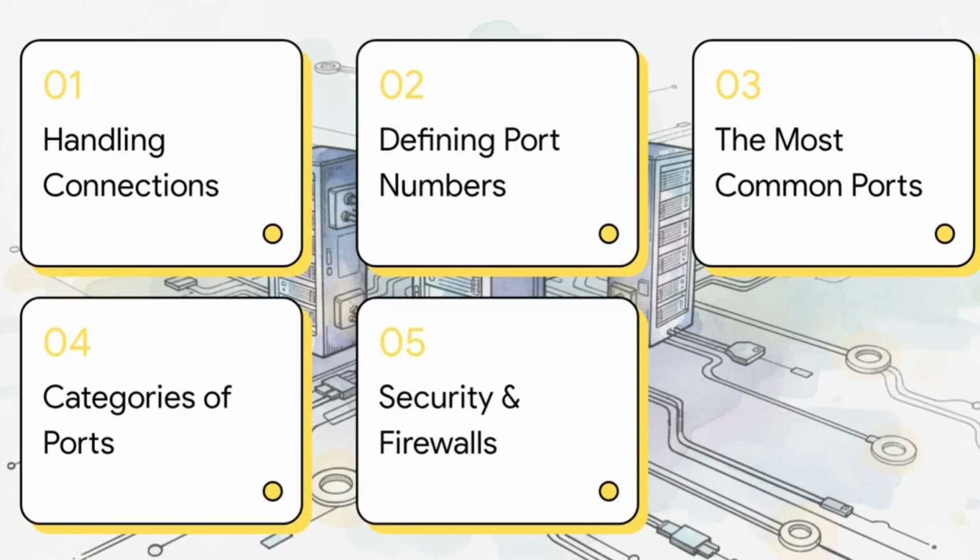So here's a quick look at our roadmap for today. First, we'll look at handling simultaneous network connections. Then, we're defining network port numbers. Third, we'll check out the most common ports, followed by the 3 categories of ports. And finally, we'll wrap up with ports, security, and firewalls. Let's get right into it.